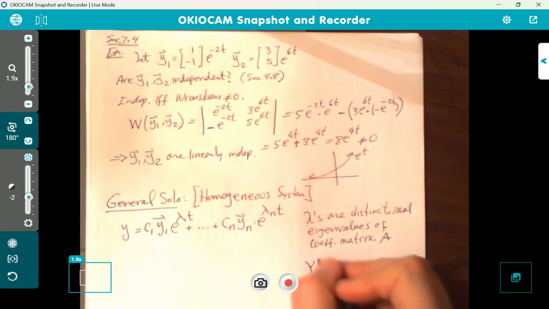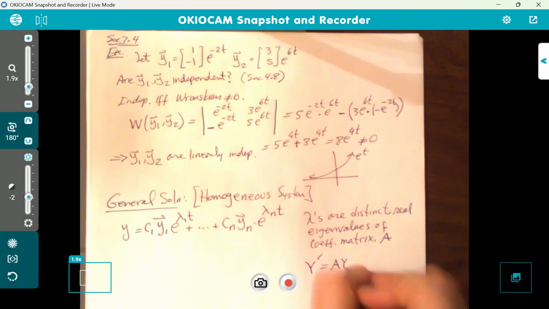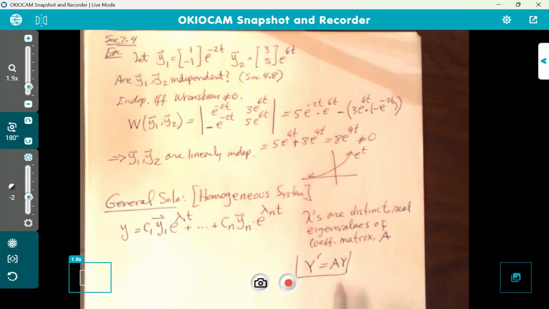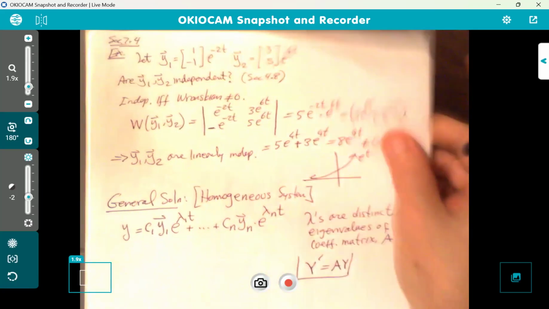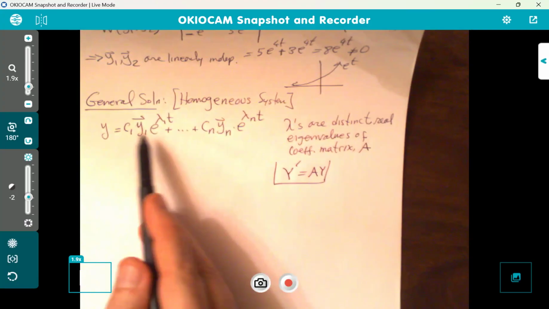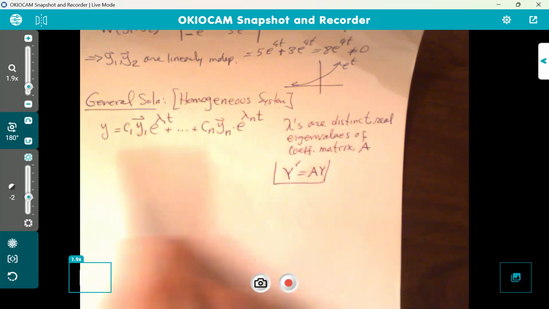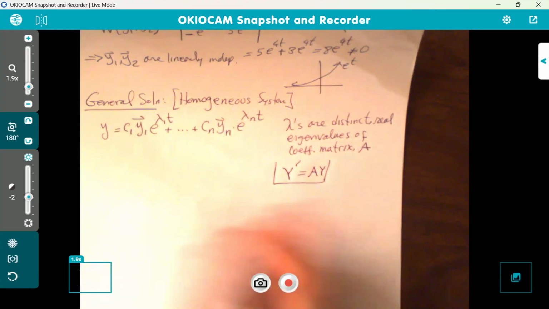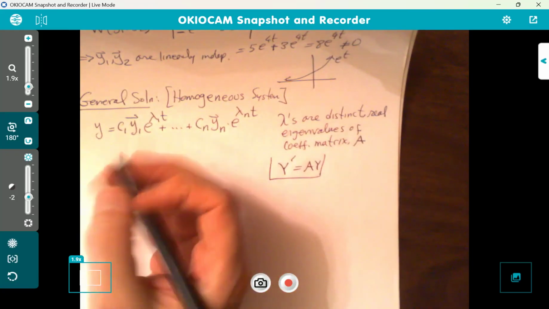Where is A? There you go. Remember the homogeneous system, y prime equals AY. That was at the beginning of the section. All right, and this is our general solution. So we have our solution now. However this is derived, the book said it's from calculus, but in the differential equations class, they derive this.